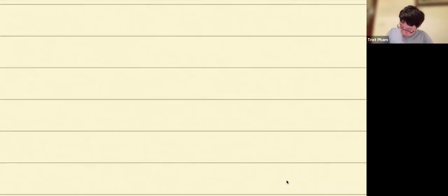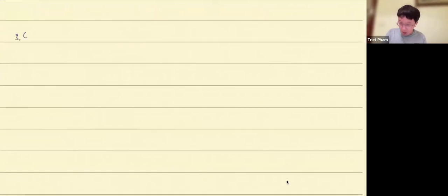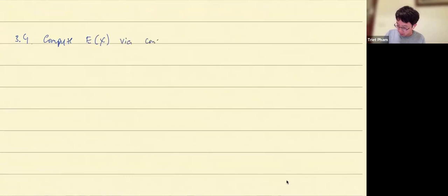So the topic there is about computing the expectation by conditioning. Okay. And there's only one formula here, which is that the expectation is the expectation of conditional expectation.